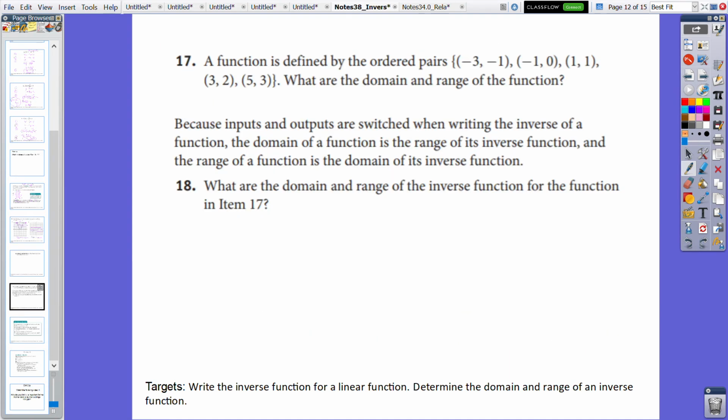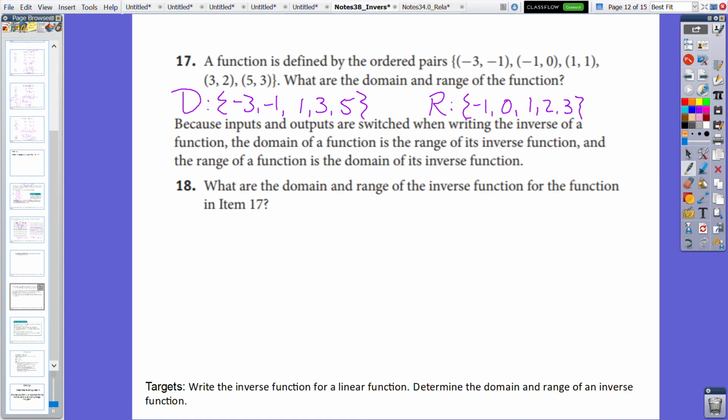Let's say we have a function defined by the ordered pairs (-3, -1), (-1, 0), (1, 1), (3, 2), and (5, 3). What are the domain and range of the function? Well, the domain is just all my x values, which is going to be -3, -1, 1, 3, and 5, so all those positive and negative odd numbers. And then my range is just all the y values, so -1, 0, 1, 2, and 3.